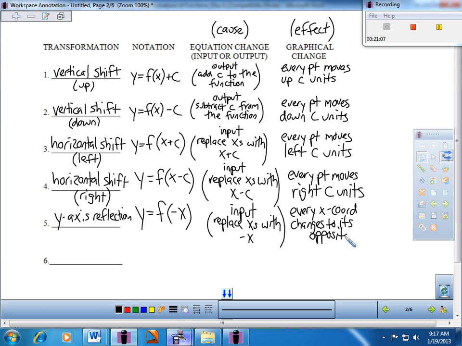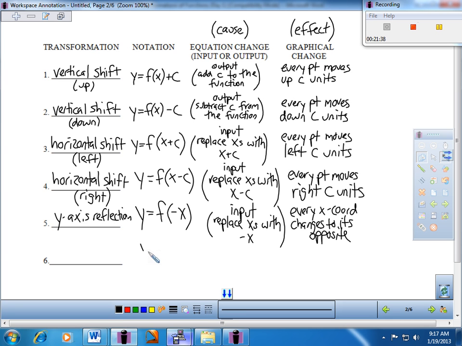And that's exactly how this falls in line, guys. If you look at the notation, that is an input change. And look, the notation kind of speaks for itself, right? Didn't x change to negative x, or the opposite of x? And that's by description right here. All the x's change to its opposite. Good. Input, x is going to change. If it's an output change, the y values are going to change. All right, good. We're ready for number 6, last piece.